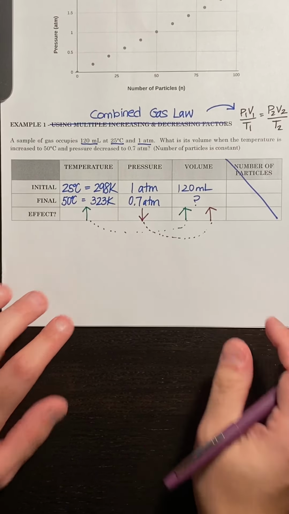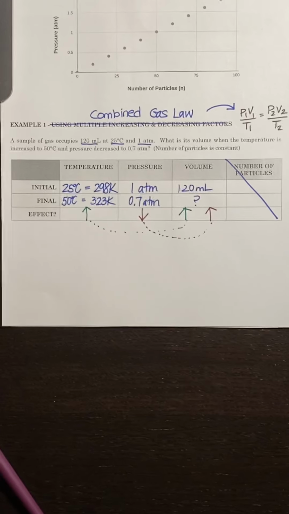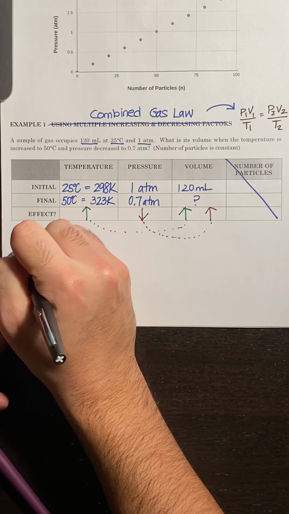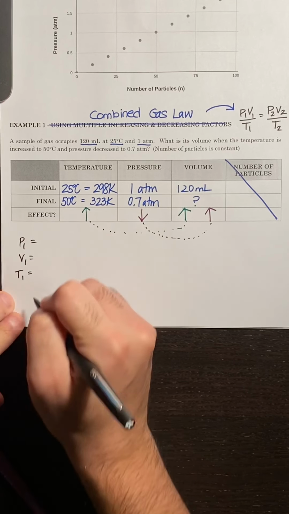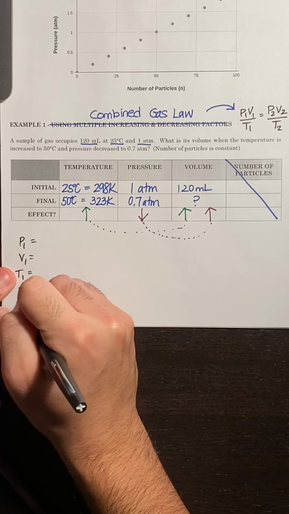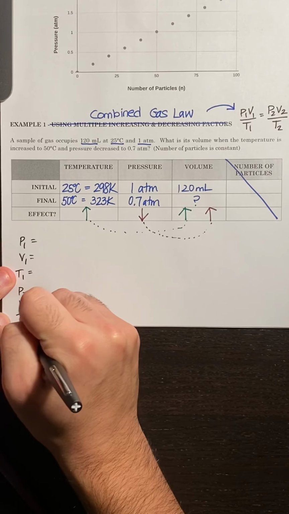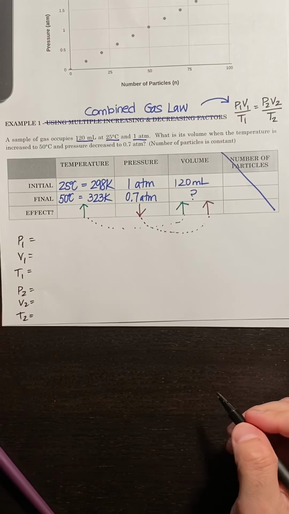Let's plug and chug using the combined gas law equation that we learned about. So we have P1V1 over T1 equals P2V2 over T2. Let's plug this all in.